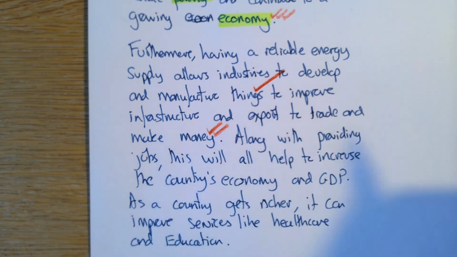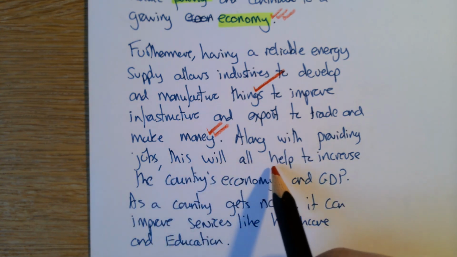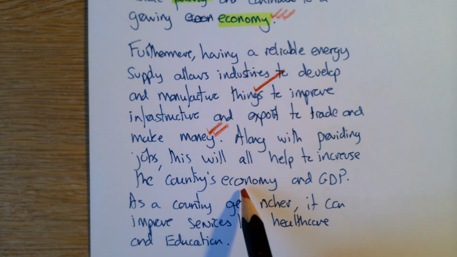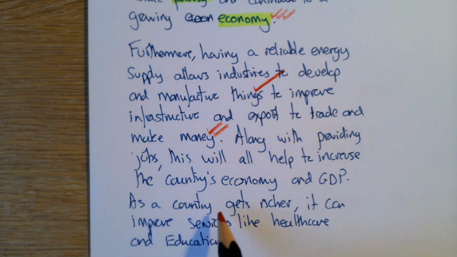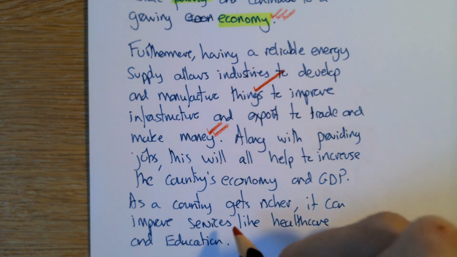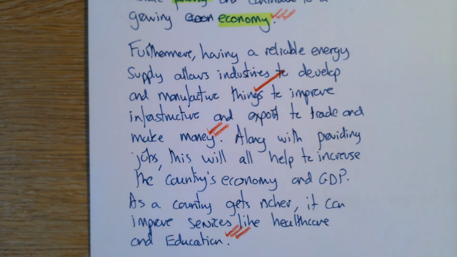I'm explaining how that is helpful to the country. Along with providing jobs, this will all help to increase the country's economy and GDP. As a country gets richer, it can improve services like healthcare and education. Once again, showing the link to development. I understand that industry gets the country out of the cycle of poverty.